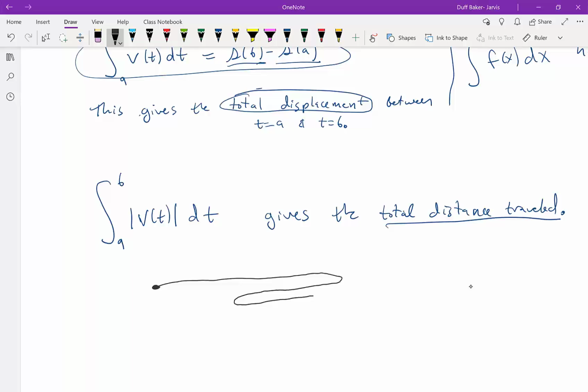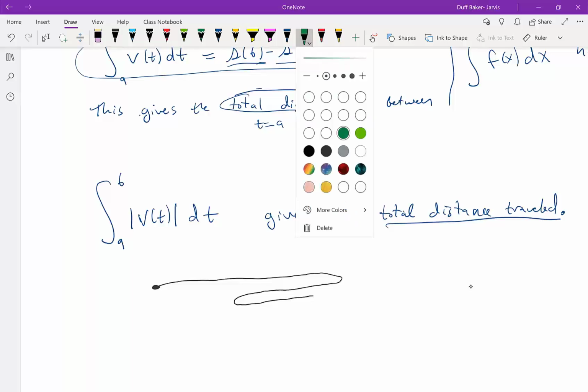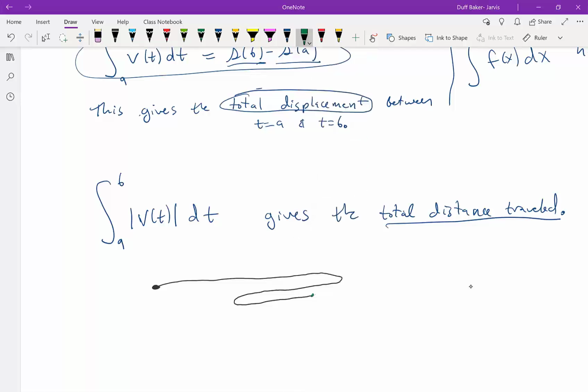So in the first situation, the total displacement would be, the object ended up here and it started here. So the total displacement would be this. That was the first idea. It's ignoring whatever happened in between. It just cares about where it started and where it ended.